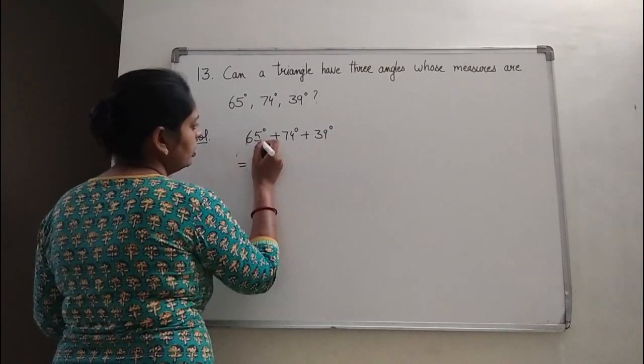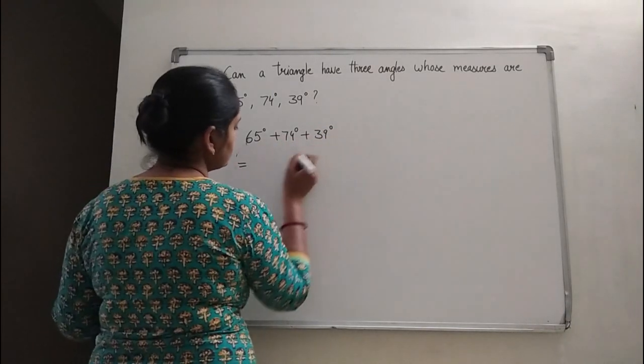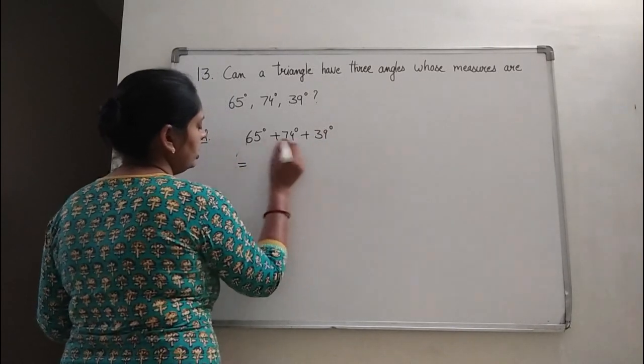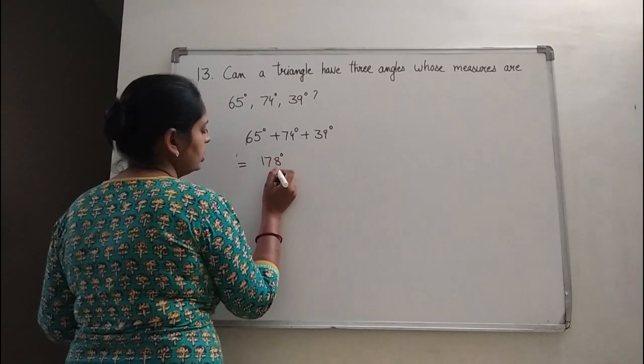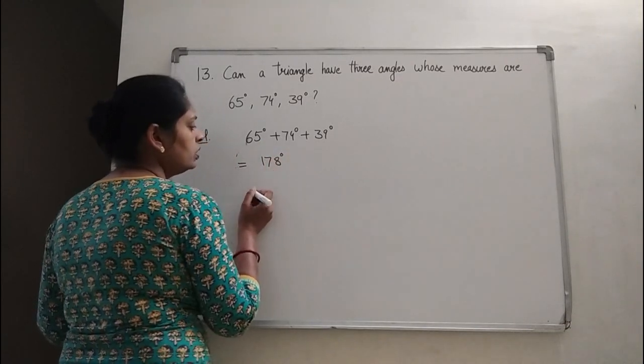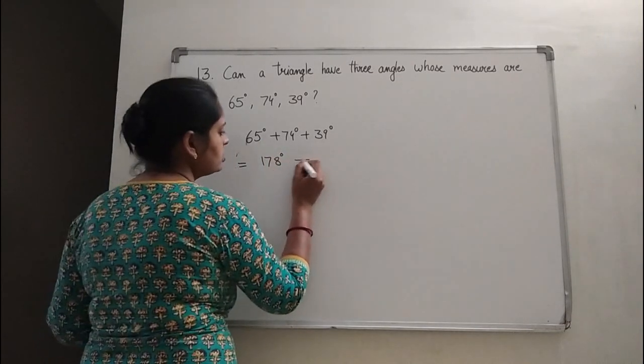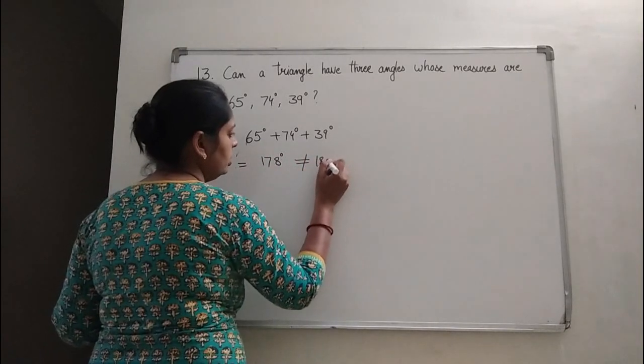Sum of all: 5 plus 4 is 9 plus 9 is 18. 1 carries 7, 3, 10, 16, 1, 17. 178 degree, which is not equal to 180 degree.